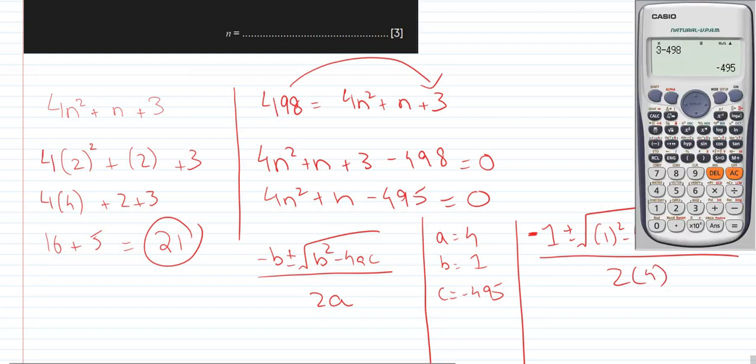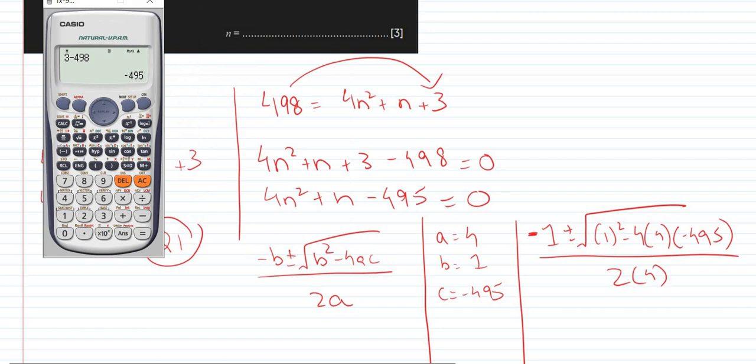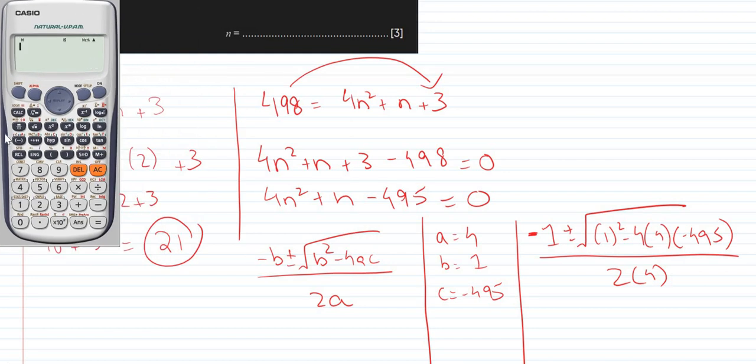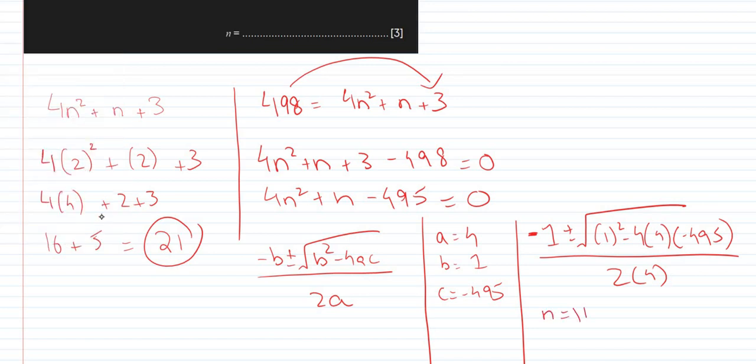So what I'll do, I'll just plug this into my calculator like this. Minus 1 plus the square root of 1 squared minus 4 multiplied by 4 multiplied by negative 495, upon 2 multiplied by 4. So this gives me a value of n equal to 11.